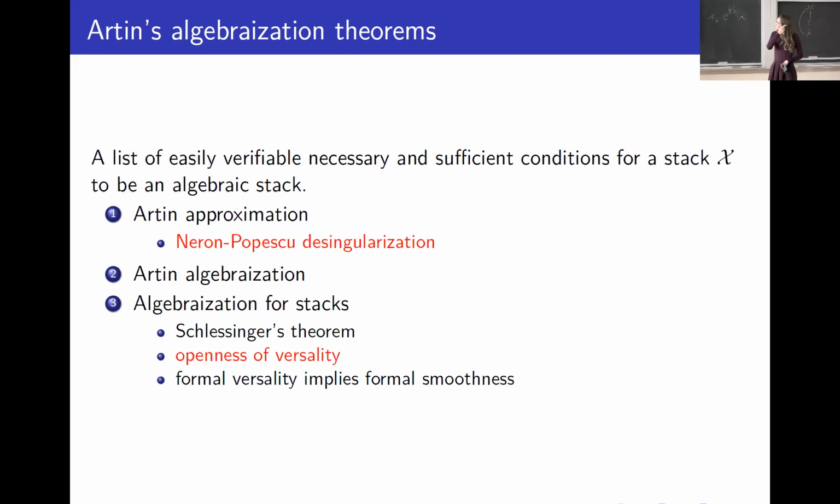Okay. So what I've highlighted here in red are the very difficult parts of proving these theorems. I'm not going to go into detail just because I don't have time, and there are various technicalities. This Néron-Popescu desingularization is a big theorem in commutative algebra. And the second hardest part about proving these theorems is this openness of versality condition. We'll talk about what that means.